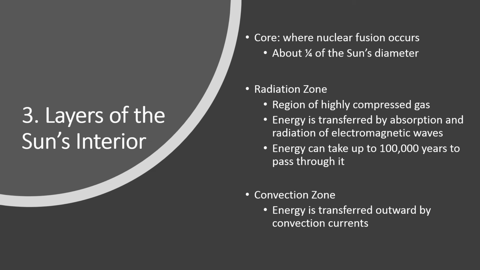The outer layer of the sun's interior is called the convection zone, and here energy is transferred outward by convection currents, something we'll be talking about more in class.